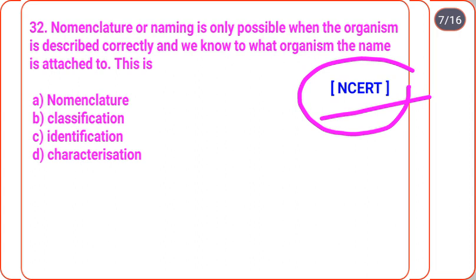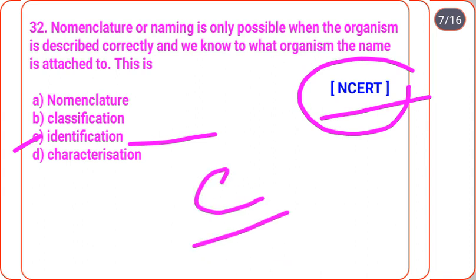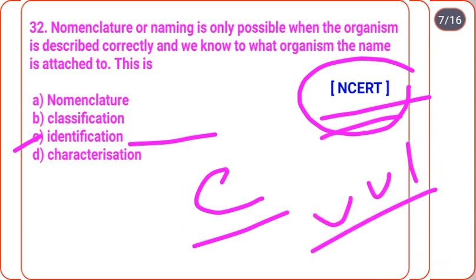Straightforward and definition-based question, so remember it. Identification. Option A nomenclature, option B classification, option C identification. Yes, it is our correct answer. Identification, option C is correct. And D characterization, no. So remember it. It's a very important question, and there is a very high chance of making a silly mistake.